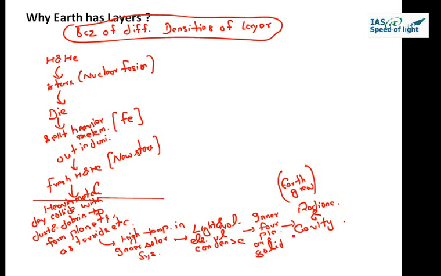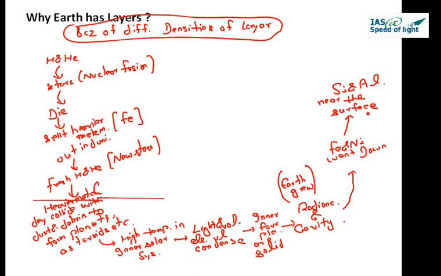started organizing the different things, and that is how the heavier elements like iron and nickel went down to the deepest portions, and the lighter elements like aluminium and silicon remained near the surface of the Earth. So this is how we have the different layers.